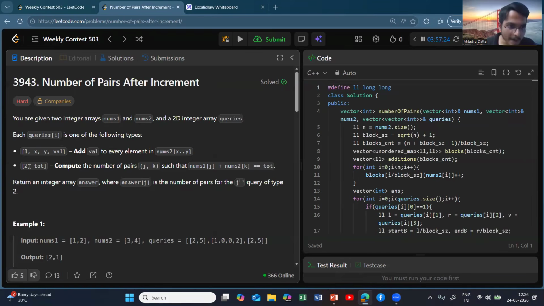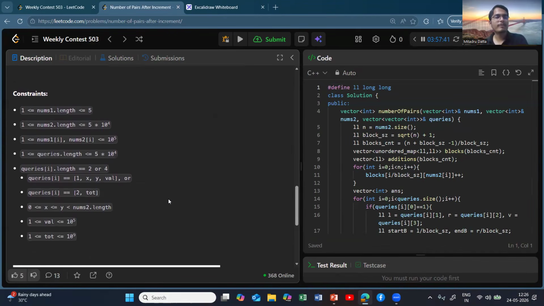The second type means that compute the total number of pairs j comma k such that nums1[j] plus nums2[k] is equal to total. Return an integer array answer where answer[j] is the total number of pairs for the jth query of type 2. So if you try to notice, nums1 is only of length 5, nums2 is 1e5, and queries are 5e4. So you cannot do query into this.